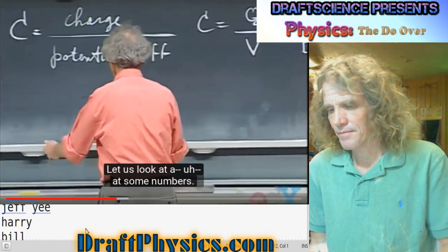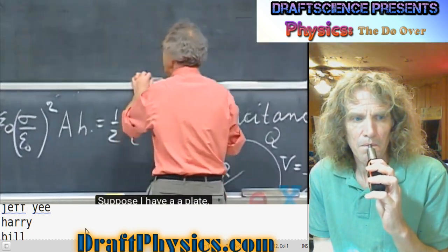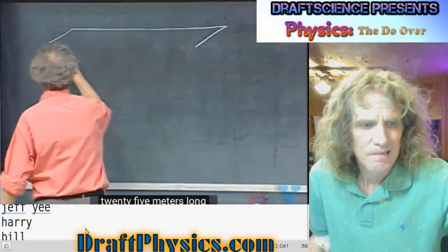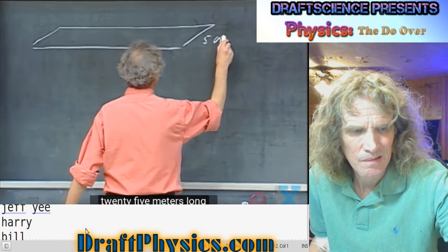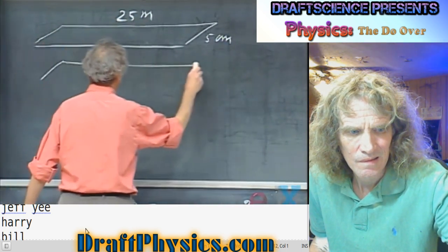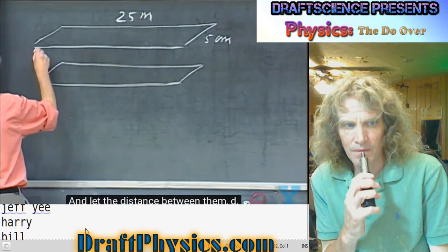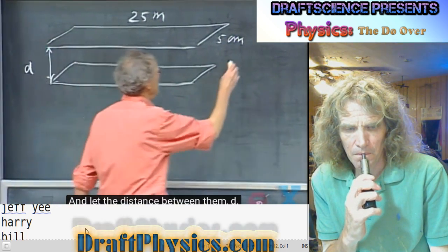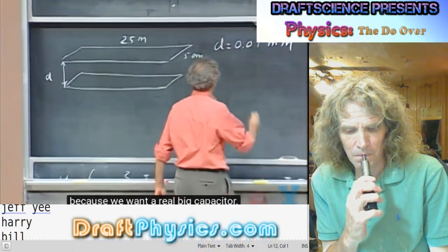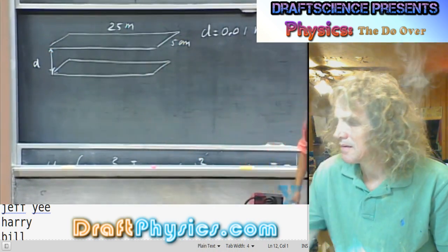Let us look at some numbers. Suppose I have a plate, very large, 25 meters long and 5 centimeters wide. I have two of them, called a plate capacitor. And let the distance between them, d, be very small, because we want a really big capacitor: 0.01 millimeters. Very small gap between them.